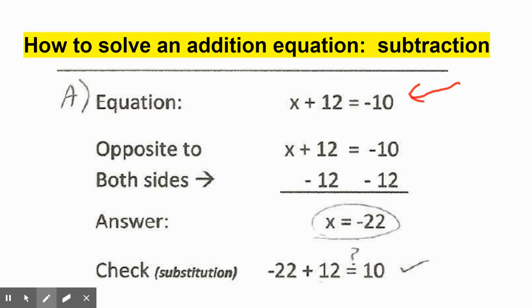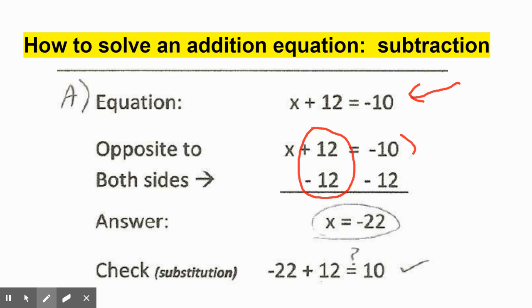Anyway, that being said, as you can see here, what you want to do is the opposite, but you have to do it to both sides. So you want to see near the variable, right here, that we have our x plus 12, and then we're going to take away 12 from the 12 there. But you need to show it on both sides.